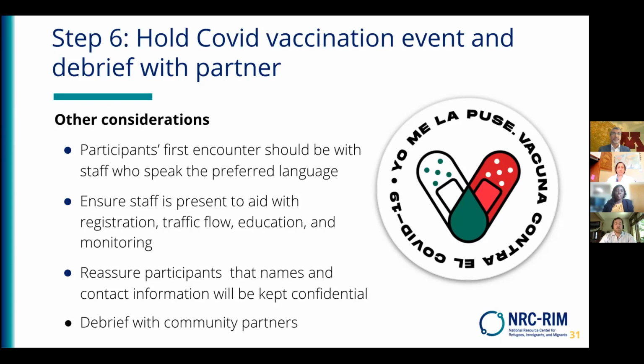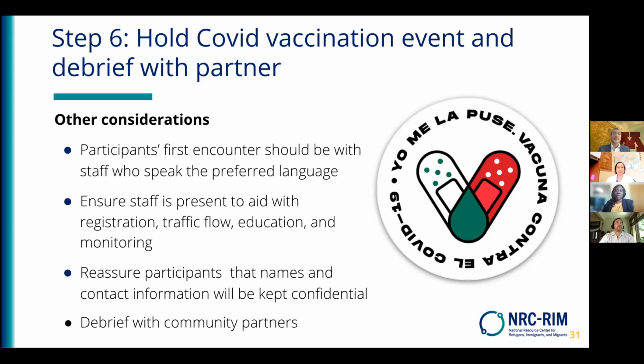So some other considerations, and this is very important, is that participants' first encounter should be with staff who speak the preferred language. Even if you're not able to make it the first encounter, one of their first few encounters should be someone who speaks the preferred language. People have shared that it's welcoming when they come to a vaccination event and are able to hear someone converse in their preferred language. You just see the smile on their face. It's reassuring for them. They're able to have better conversations, and they feel like you took them into consideration as you were planning the vaccination event.